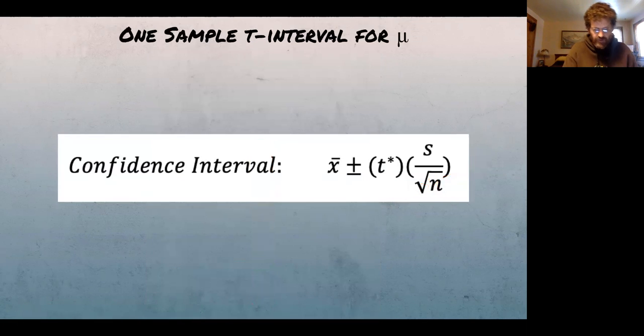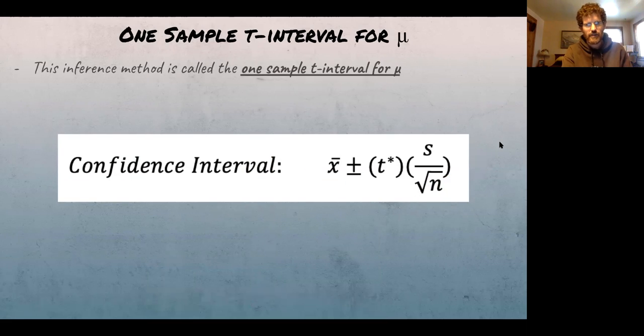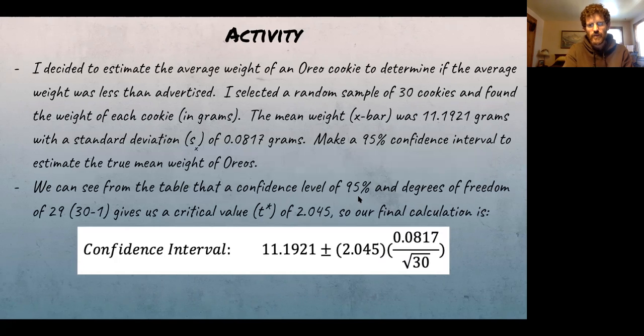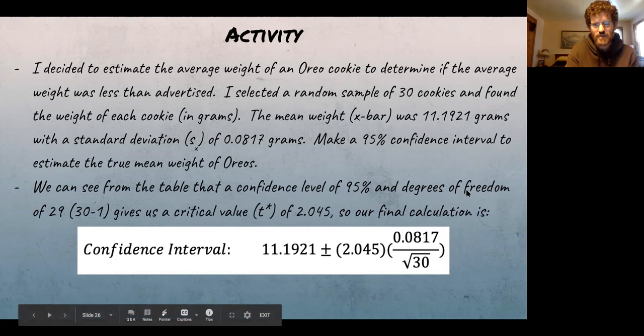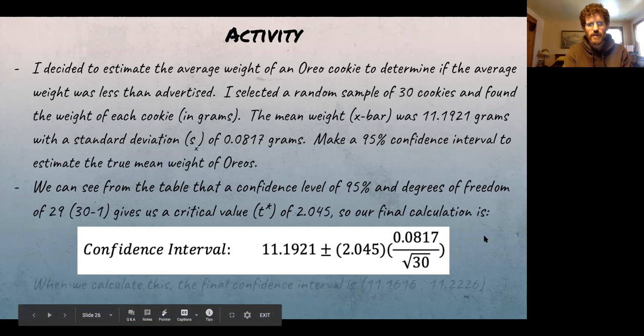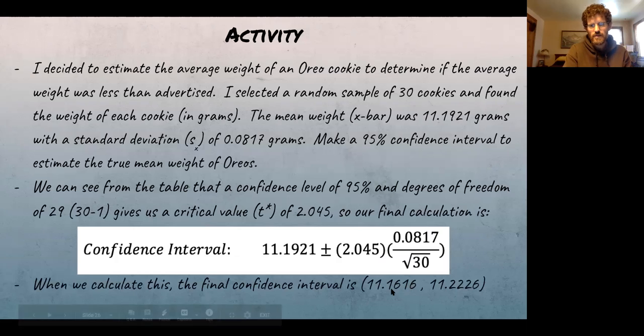And we end up with a generic formula right here. We'll remember that 2.045. This is our one sample t interval for mu: X bar plus or minus our critical value t star times the standard error, which is the sample standard deviation over the square root of n. So we're just doing this math, or like I've already done this math for us for this. So we found the 2.045 on the table. That's our critical value. And the final confidence interval when we do this is going to be between 11.1616 and 11.2226.